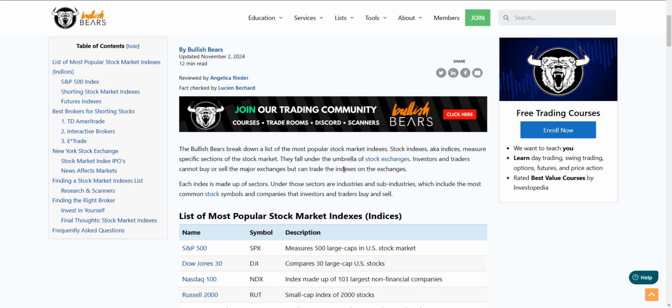So you'll see right here, I'll give you a highlight. The stock market indexes or indices measure specific sections of the stock market, and they fall under the umbrella of stock exchanges. Investors and traders cannot buy or sell the major exchanges, but they can trade the different indexes on the exchanges. Now, each index is also made up of sectors, and under those sectors are industries and sub industries, which include the most common stock symbols and companies that investors trade, buy, and sell.